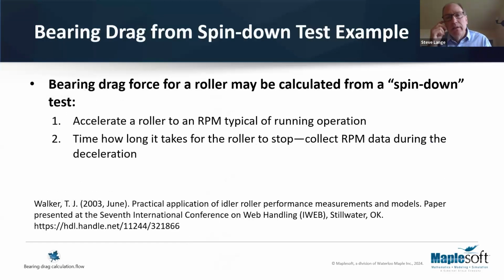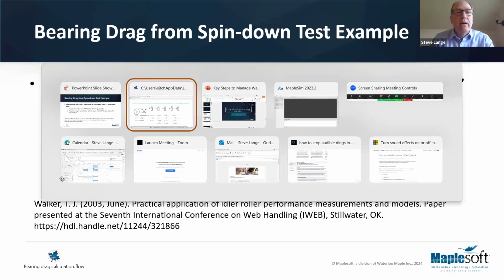And so you can calculate this bearing drag from what's known as a spindown test. You can accelerate an idler roller up to a certain number of RPMs that are typical of what you would be running in your web handling system. And you time basically how long it takes for the roller to stop, and you collect RPM data during the deceleration. So we can look at an example of this.